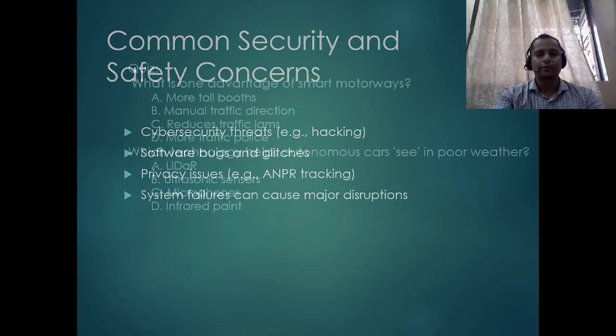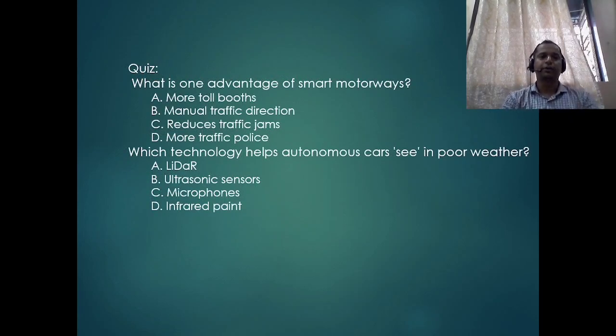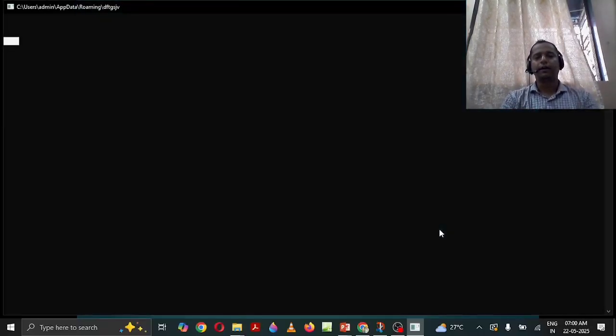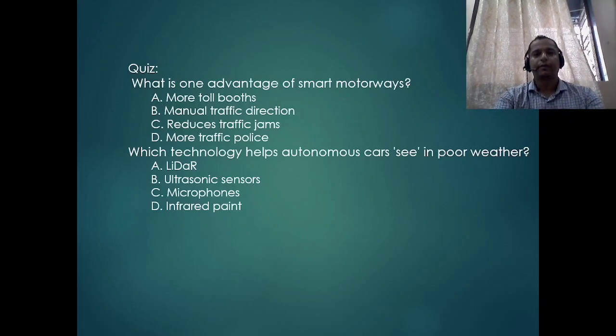Okay, now let's take a quiz. What is one advantage of smart motorways? The options are: more toll booths, manual traffic direction, reduced traffic jams, or more traffic police. Any one of you? So it is C. It reduces traffic jams. That's the answer, C.